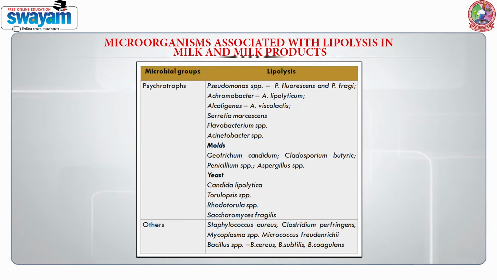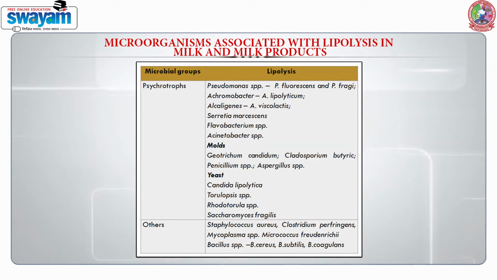Microorganisms associated with lipolysis in milk and milk products. Most of the microorganisms associated with this defect are psychrotrophs in nature. They can be Pseudomonas species like Pseudomonas fluorescens, Pseudomonas ferrei, Achromobacter, Alcaligenes, Serratia marcescens, Acinetobacter. There are certain mold species also which produce lipases and spoil the milk and milk products. These can be Geotrichum candidum, Cladosporium. We also have the role of yeasts such as Candida lipolytica, Torulopsis species, Rhodotorula, Saccharomyces fragilis.